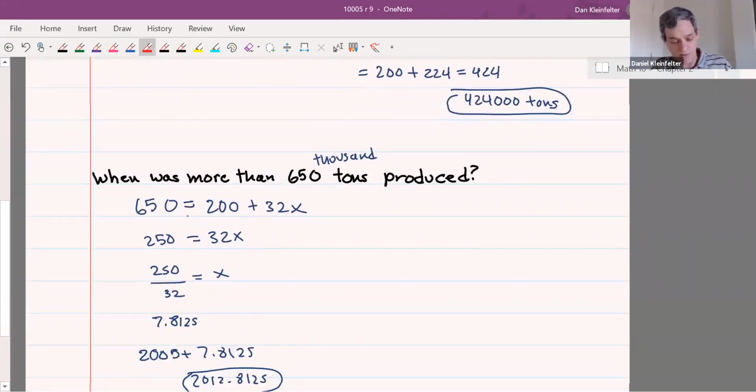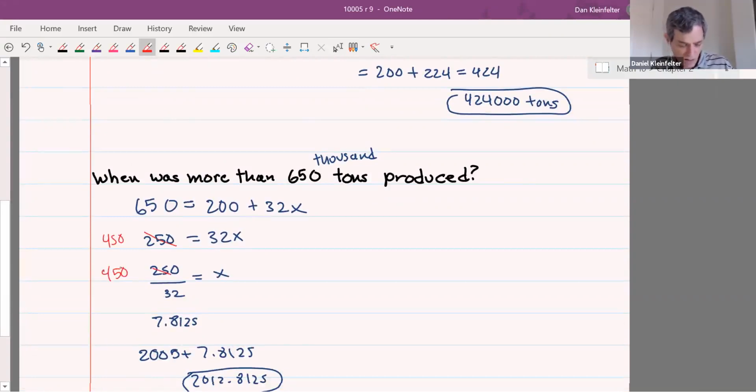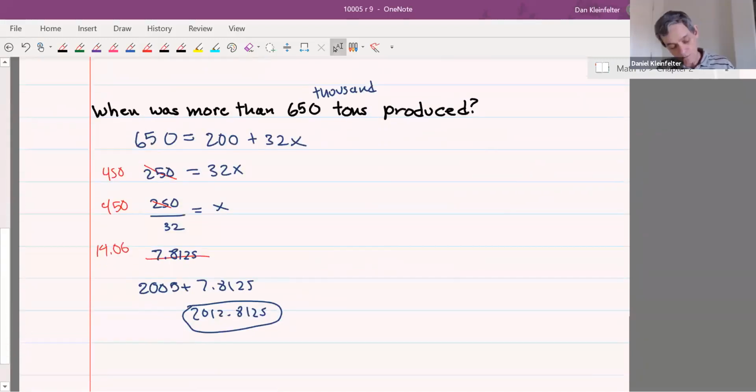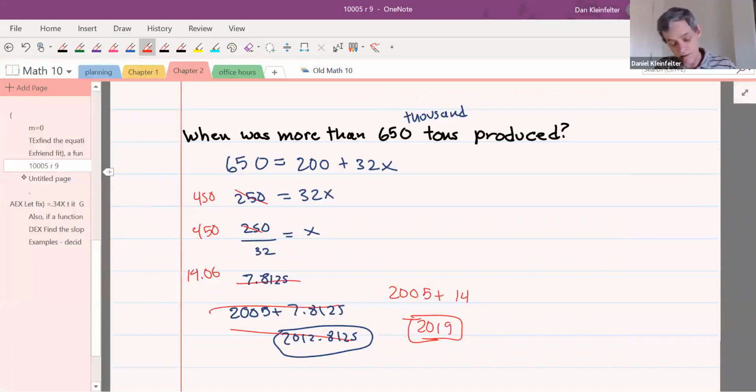So sorry about that. We'll fix it right now. Instead of 250, we should have 450 right here. Instead of 250 here, we should have 450 here. So we need 450 divided by 32, and that's a little over 14, so 14.06. Okay. So let's just scratch all that. And we'll say 2005 plus 14. That's 2019, basically. All right, so sorry about the error there. Okay, so let's move on to our next question.